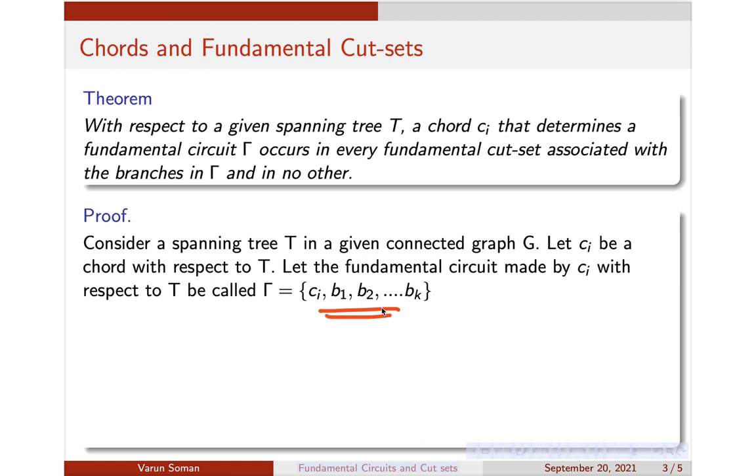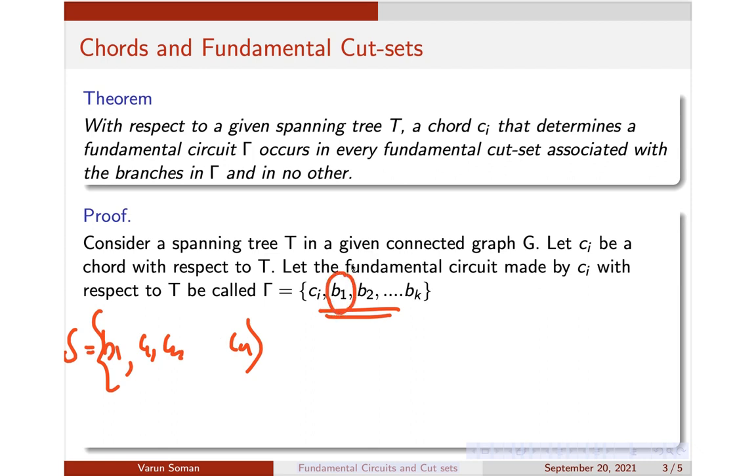Okay, now what will you do? Now we are going to take the fundamental cut set determined by this B1. I'll call it S. It may contain some chords like C1, C2, etc., and maybe Cn is there. So we are taking the fundamental cut set associated with this B1.